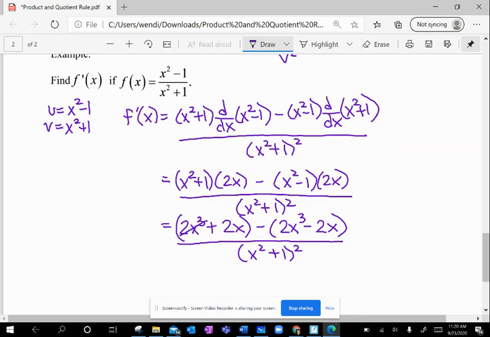So we see the 2x cubes will reduce out. So 2x plus 2x, minus a negative, is 4x. There we go, folks. 4x over x squared plus 1 squared. So it's not hard, just a little bit tedious.